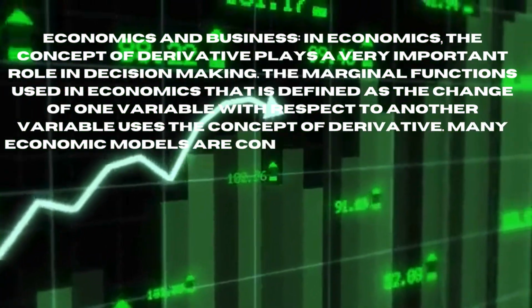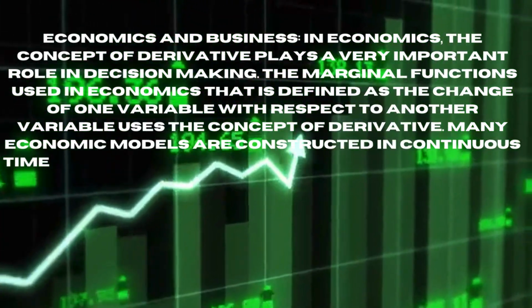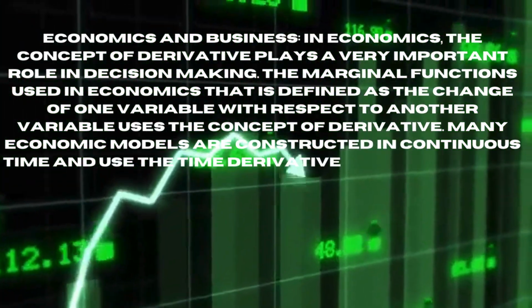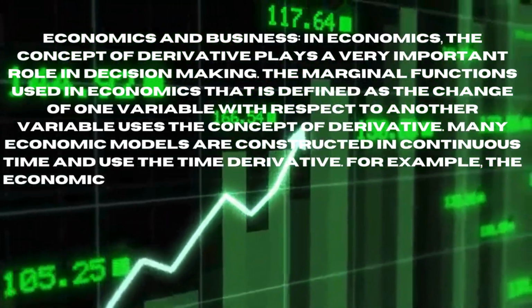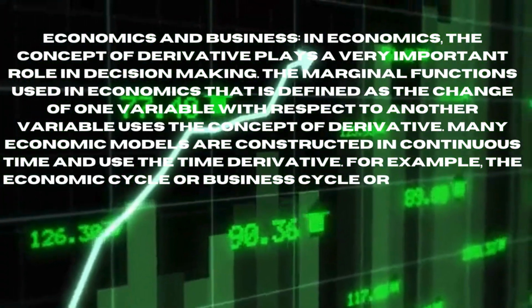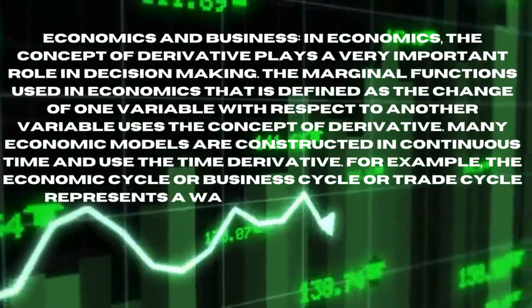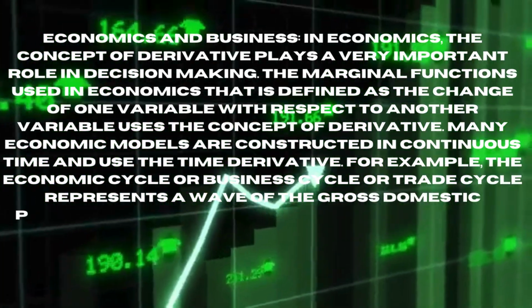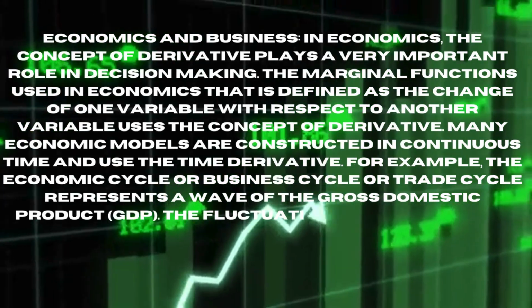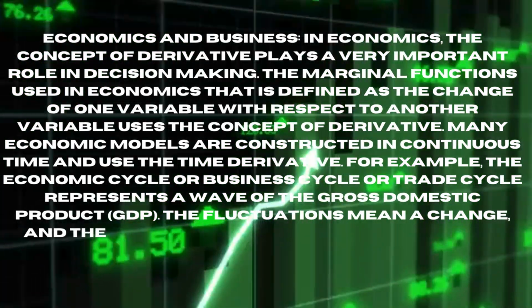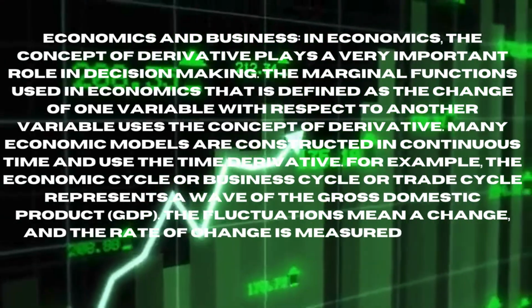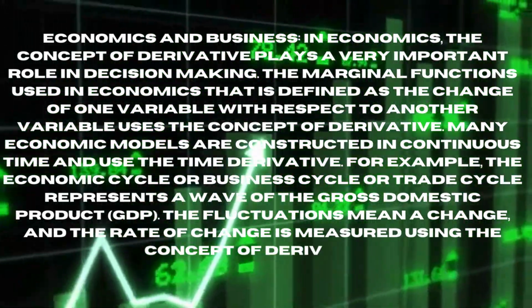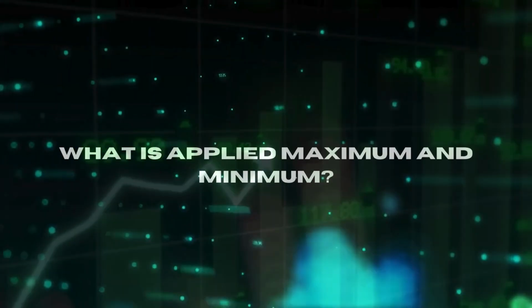Many economic models are constructed in continuous time and use the time derivative. For example, the economic cycle, or business cycle or trade cycle, represents a wave of the gross domestic product (GDP). The fluctuations mean a change, and the rate of change is measured using the concept of derivative.